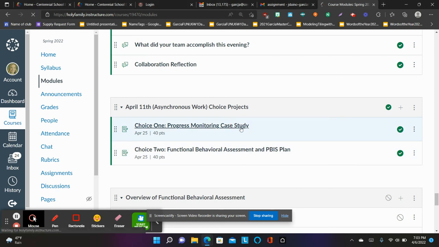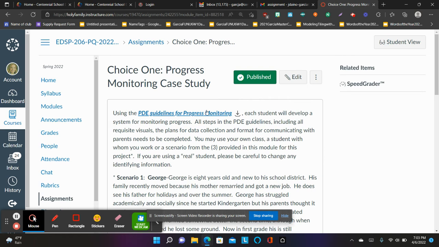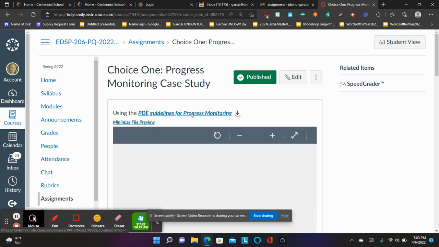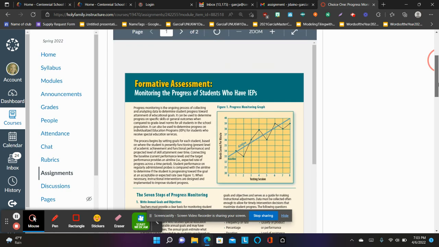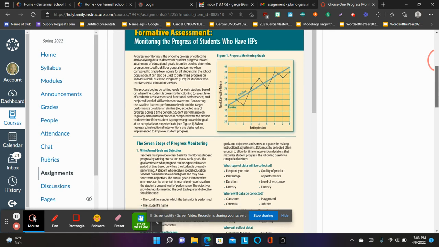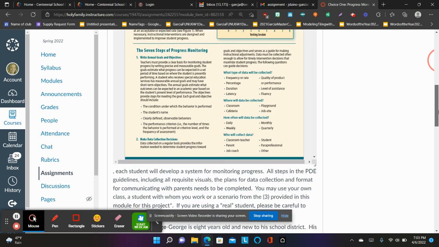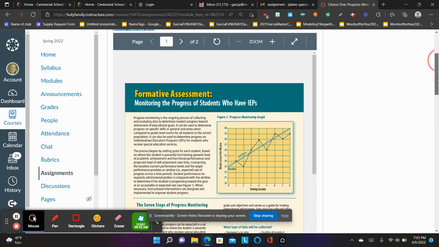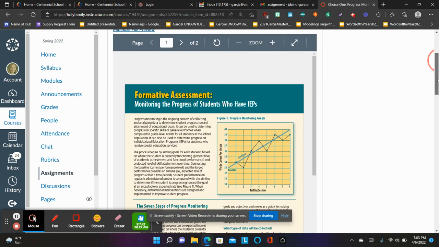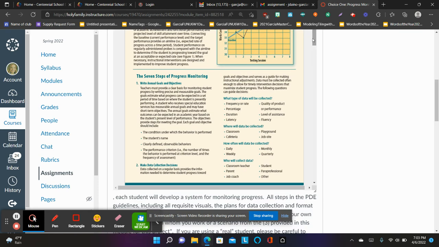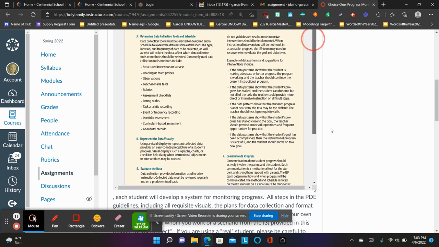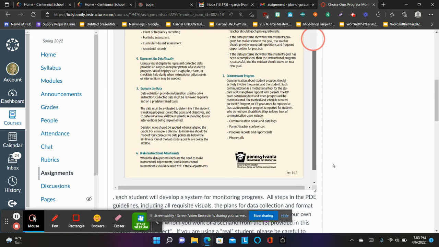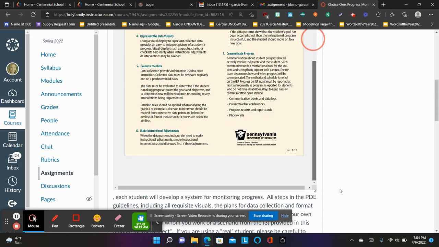So when you click on your progress monitoring case study, you will use this resource, which I referred to earlier in the semester when I was sharing with you how to devise a progress monitoring chart. And this is a helpful resource in order to determine your aim line, your progress monitoring method, and just good old fashioned graphing.